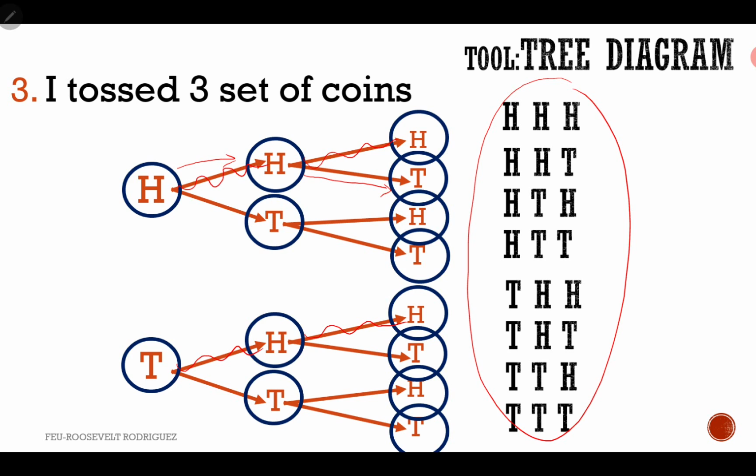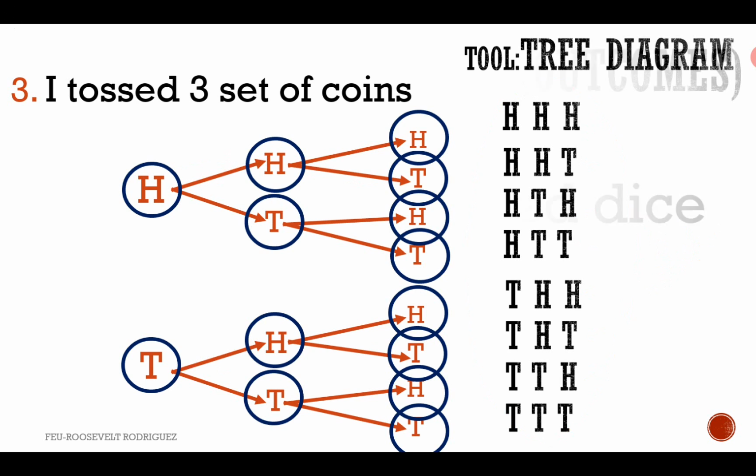Now, if you're asked to count the number of possible outcomes kapag nag-toss tayo ng 3 set of coins, the answer is 1, 2, 3, 4, 5, 6, 7, 8. Just count it. Okay, since our topic is principle of counting, that is our task. So we have these 8 possible outcomes if we toss 3 set of coins. So 8 means we have 8 possible combinations of head and tail.